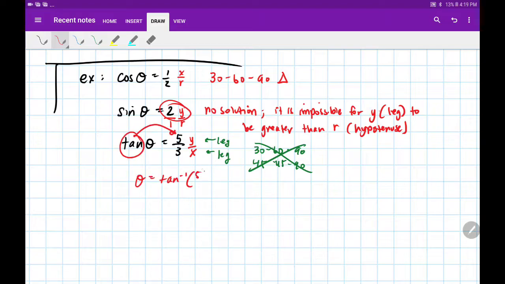We would have to do this one on a calculator. Whereas this one we could do by hand because it's a special right triangle. This one we'd have to use a calculator. But this one we know was no solution.